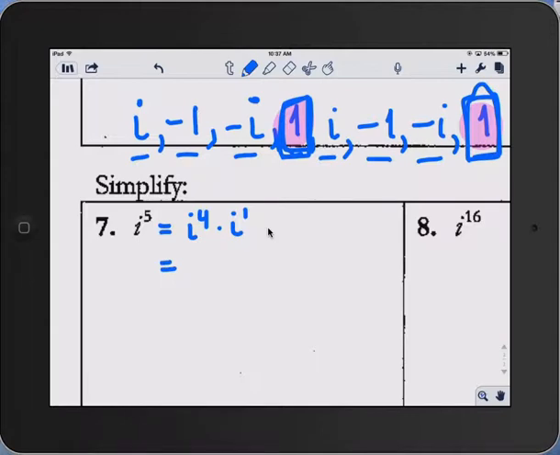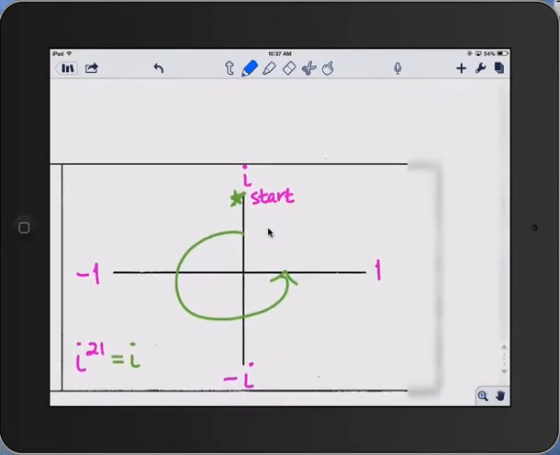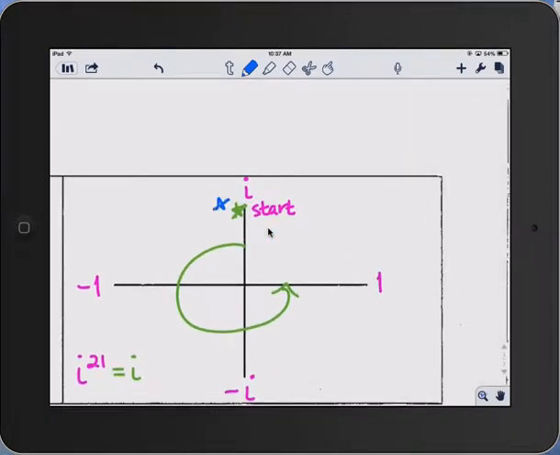So we can then replace the i to the 4th with 1, and 1 times i would be i. Now again, I can count it up here, and I can say i to the 1st, 2nd, 3rd, 4th, and i to the 5th is equal to i. Okay, so that verifies that is correct.